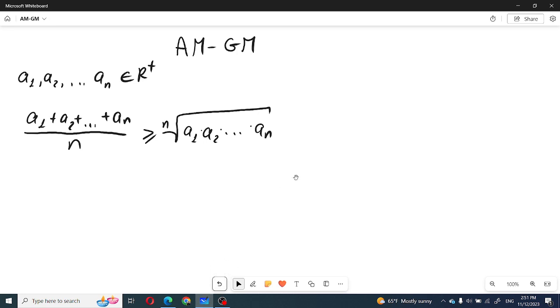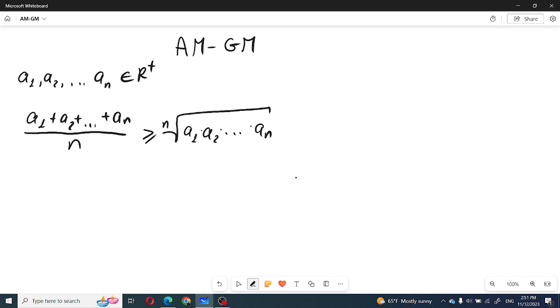Hello, today I will prove the arithmetic mean and geometric mean inequality, sometimes known as AM-GM. In this inequality, we are given n positive numbers, a1 all the way up to an, and we know that their average is always greater than or equal to their geometric mean.